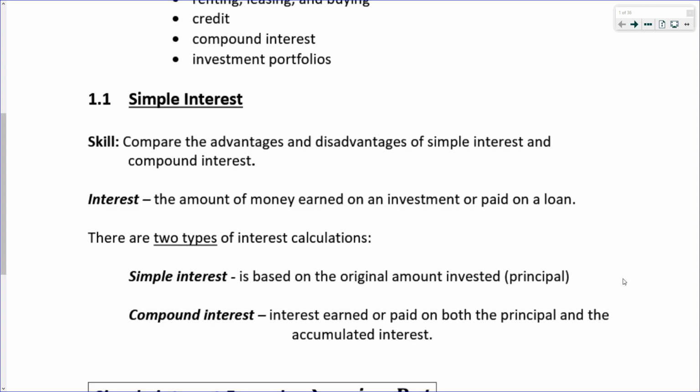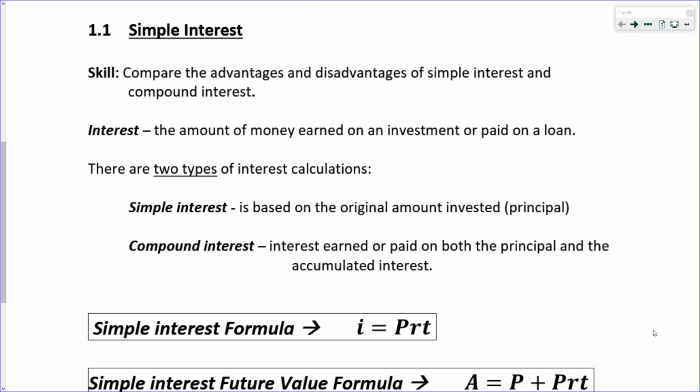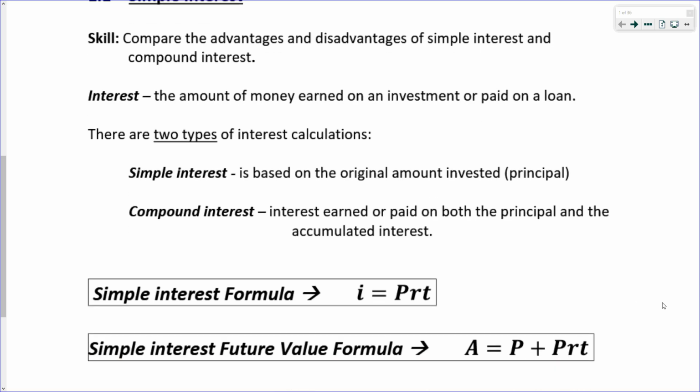We're going to do simple interest, which is based on the original amount invested, which is called the principal. Or we're going to do compound interest, which is interest earned or paid on both the principal and the accumulated interest. So yet again, for this lesson, we're focusing on simple interest. Next lesson, we'll look at compound interest.